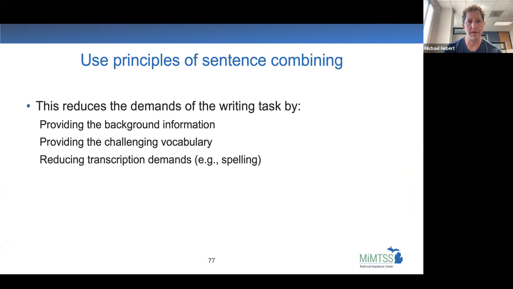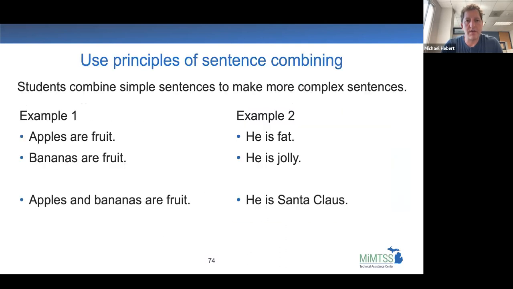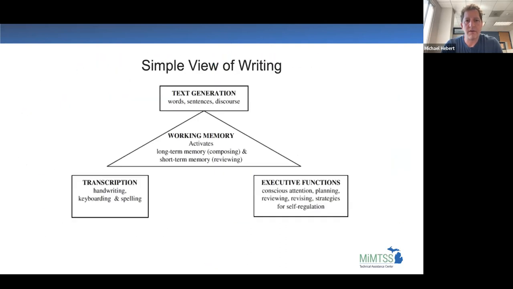Sorry, I think I've got something on the next slide. One of the things, you guys got a couple of these, right? Providing background knowledge, providing the challenging vocabulary. Kids don't have to think of the vocabulary. One of the other things that I want you to think about is reducing transcription demands, right? We said that in this simple view of writing, transcription skills and executive function skills are important, right?